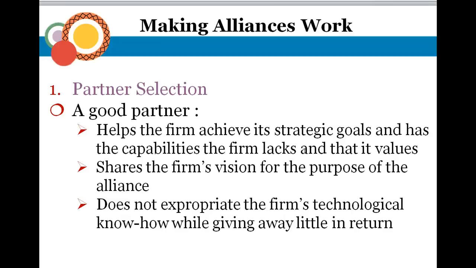So international strategy is based on the fundamentals of domestic strategy, but with certain additional considerations for when you compete in an international market. Okay, that's it for chapter 12.